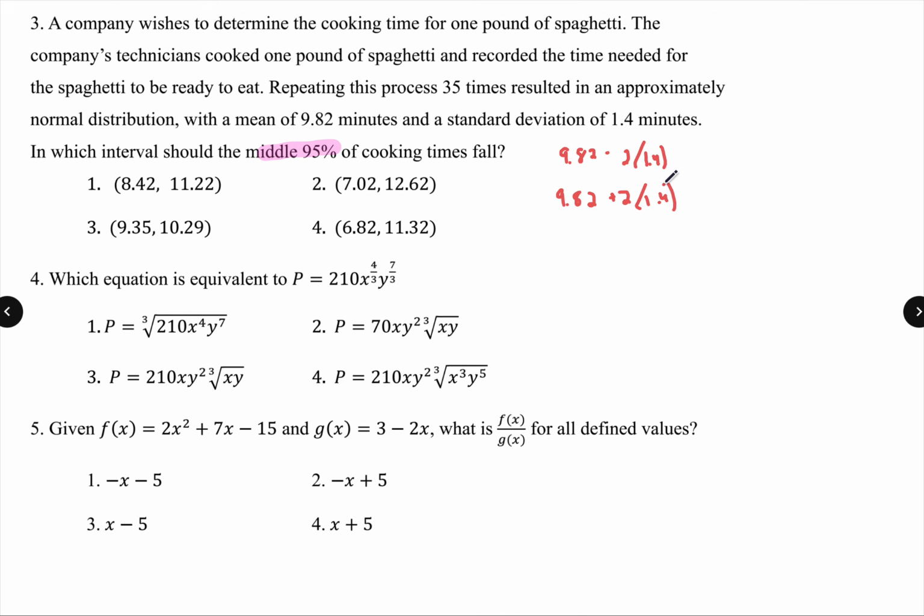9.82 minus 2 times 1.4, that leaves me with 7.02. If I do the same thing, except this time I'm adding, I'm left with 12.62. Boom. Honestly, these weren't even close. These other answer choices, right? Answer choice number 2.